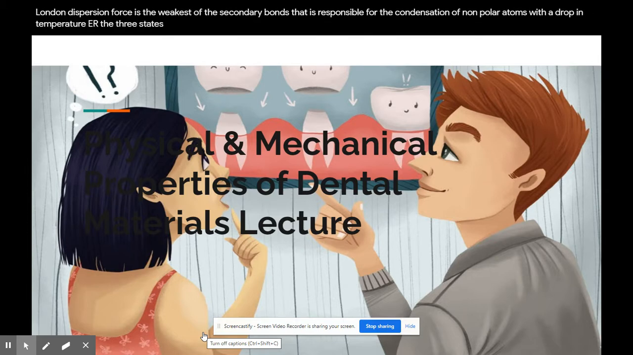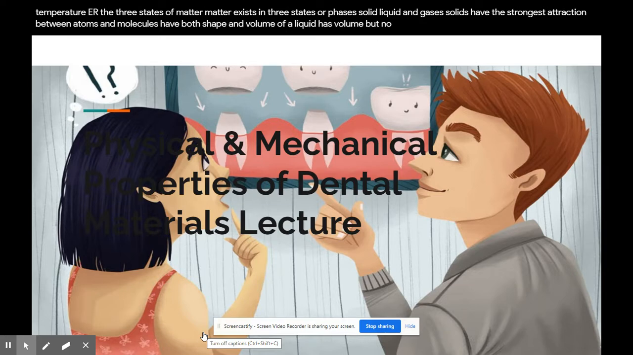The three states of matter. Matter exists in three states or phases: solid, liquid, and gas. Solids have the strongest attraction between atoms and molecules and have both shape and volume. A liquid has volume but no definite shape, and a gas has neither definite shape nor volume.